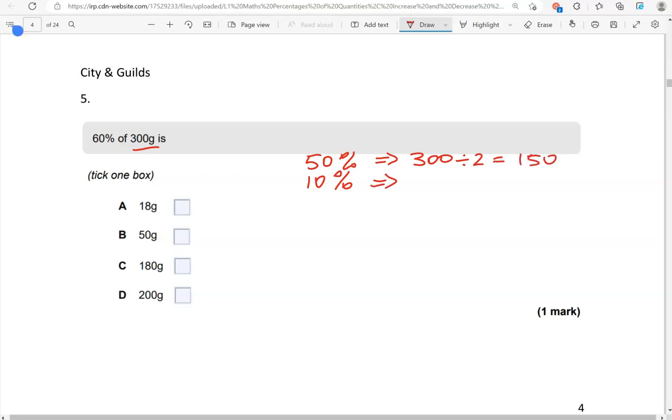10%, that is 1/10, so we do 300 divided by 10, which means knocking off a 0 here to give us 30. So 50 and 10%, that gives us 60% in total. So we're going to add 150 and 30, which gives us 180, and that's grams there. So option C is the correct one.